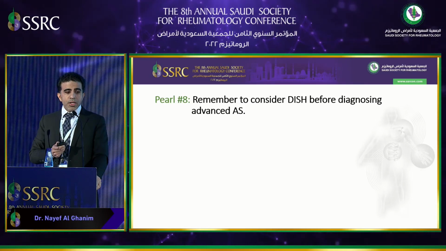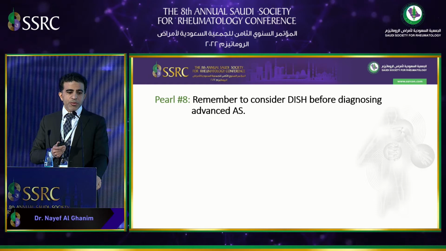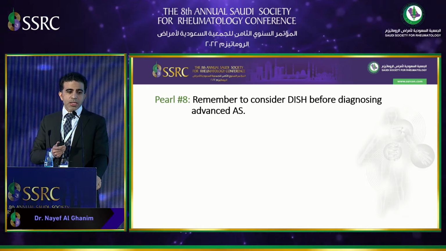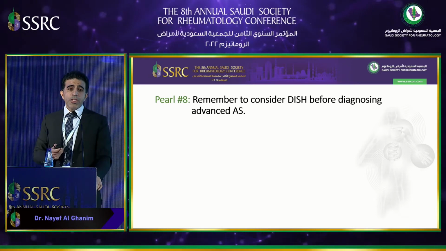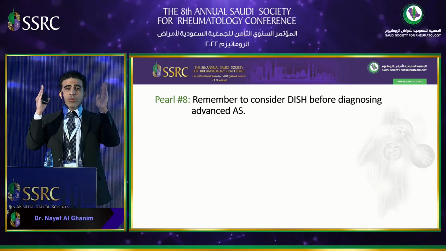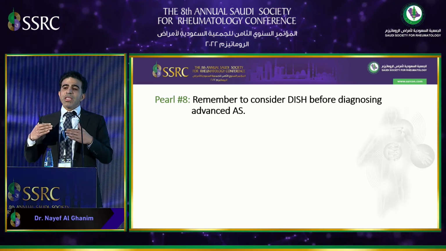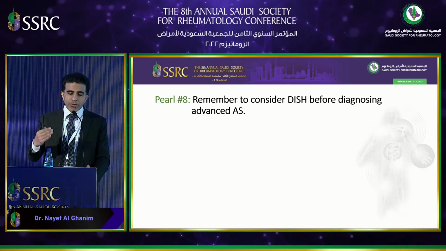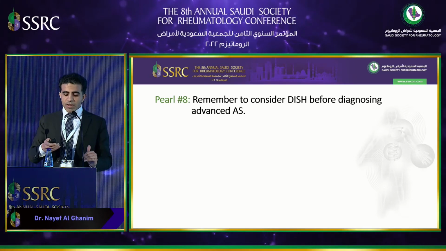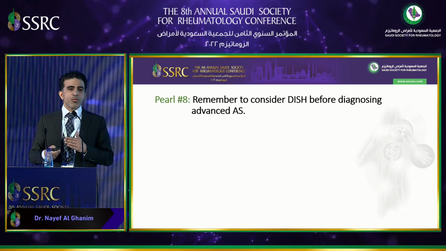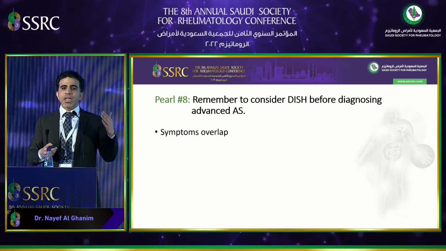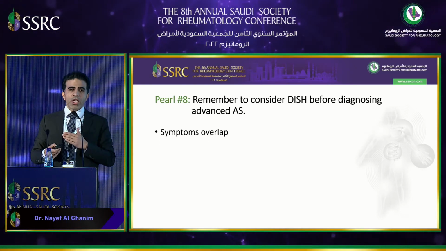Pearl number 8: remember to consider DISH before diagnosing advanced ankylosing spondylitis. Patients with ankylosing spondylitis usually start with inflammation and bamboo spine, but over time they can develop degenerative changes in addition to the inflammatory changes. They can have osteophytes in addition to syndesmophytes. And they start to have mechanical back pain that can overlap with DISH.